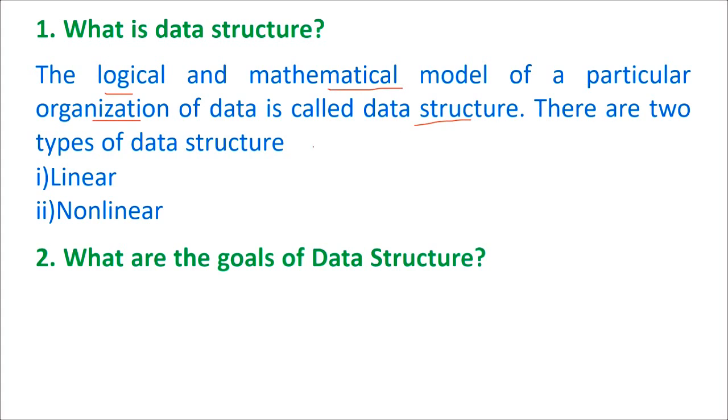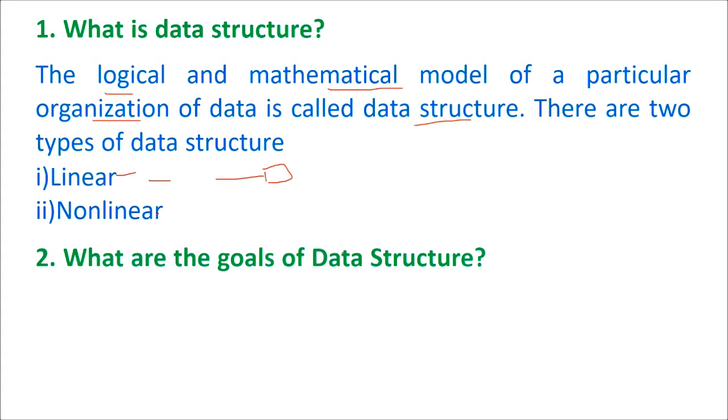So there are two types of data structure. One is linear, one is non-linear. Like array and linked list, these are linear because only one node can be accessed from the other node, while tree and graph, they are non-linear because you can access multiple nodes from a single node.